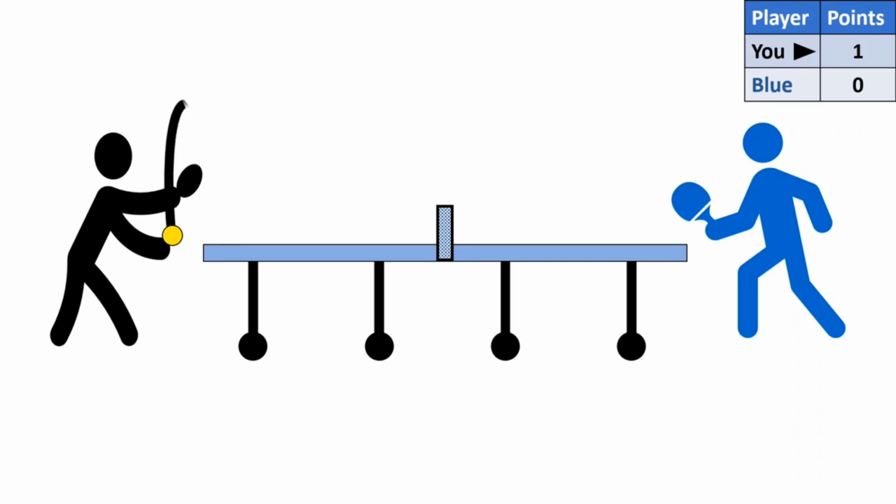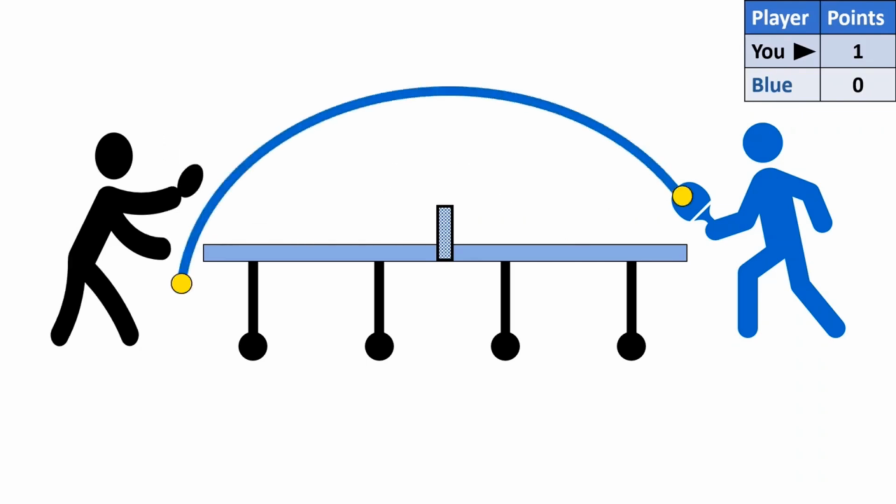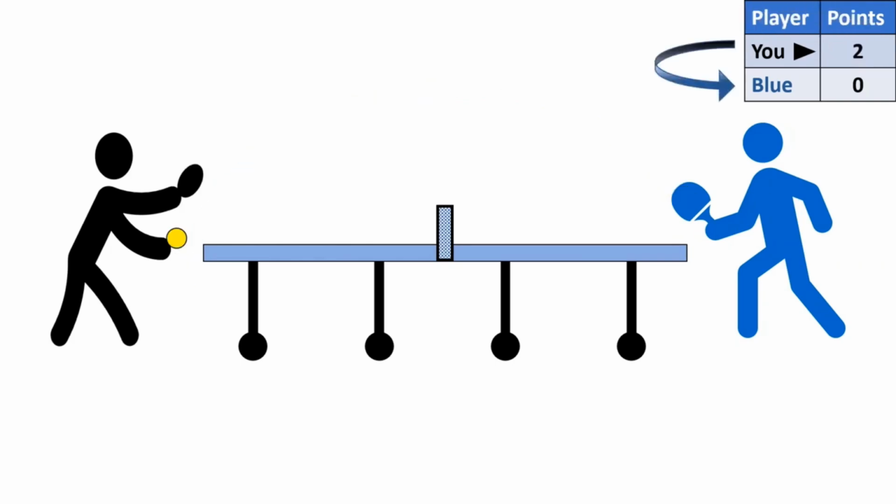So this is the second point. You serve, your opponent hits the outside shot. So you win this point as well. You got 2 points because you served 2 times. Now serve would change. It would go to the blue player and the arrow would go to his name and you would give the ball to him.